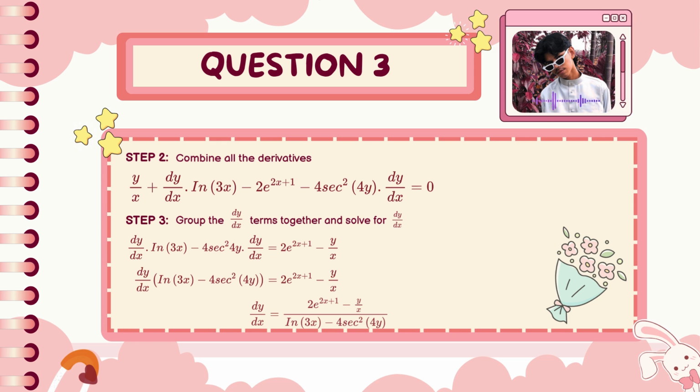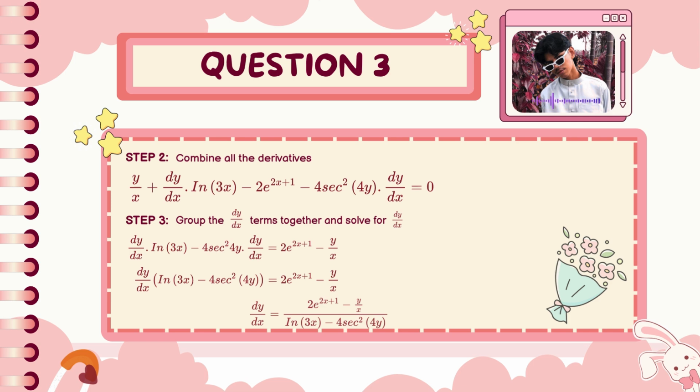To do this, we group the terms that contain dy over dx on one side of the equation and move the rest to the other side. We combine ln 3x multiplied with dy over dx minus 4 sec square for y multiplied with dy over dx equal to e power of 2x plus 1 minus y over x. Now, we factor out dy over dx from the left hand side. Dy over dx multiplied with ln 3x minus 4 sec square for y equal to e power of 2x plus 1 minus y over x.